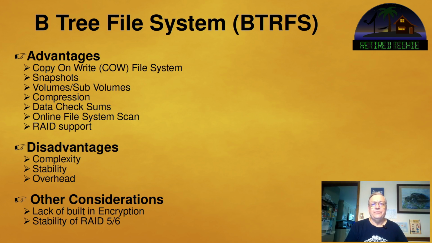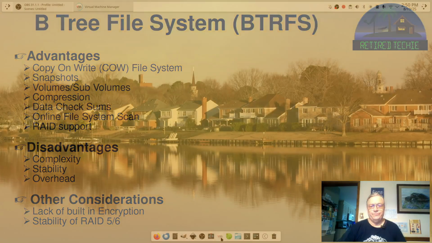And another consideration is RAID stability, specifically RAID 5 and RAID 6. Striped disk seems to have a problem with it. It does fine with RAID 1 or RAID 10. Parity data, that's what it's called. A striped disk with parity data seems to cause it some fits sometimes. Again, one of those things being worked on, it's just not there yet.